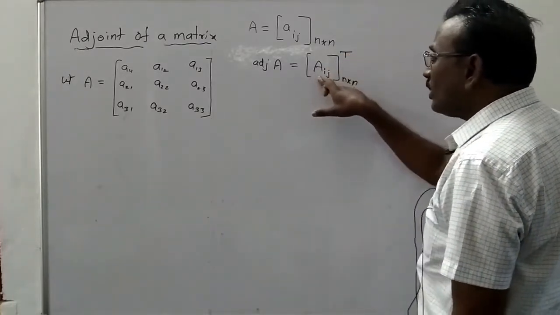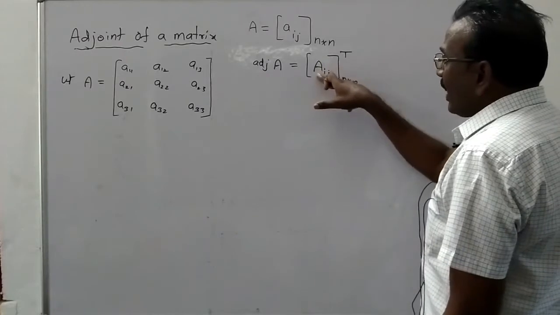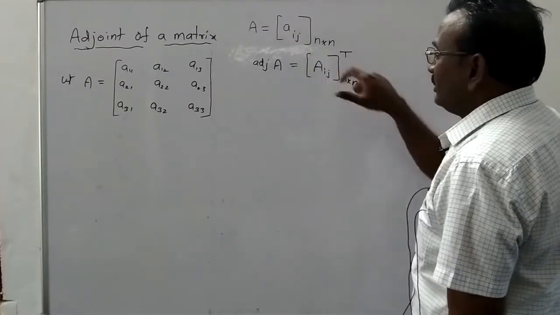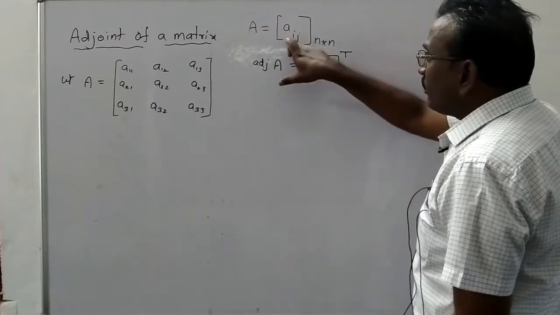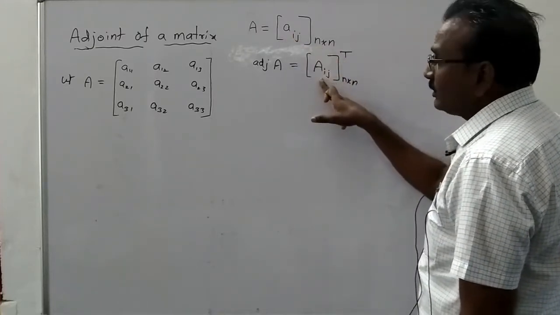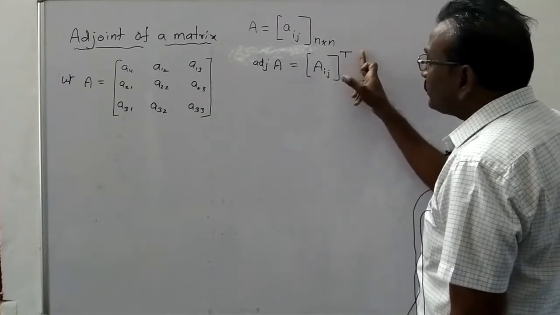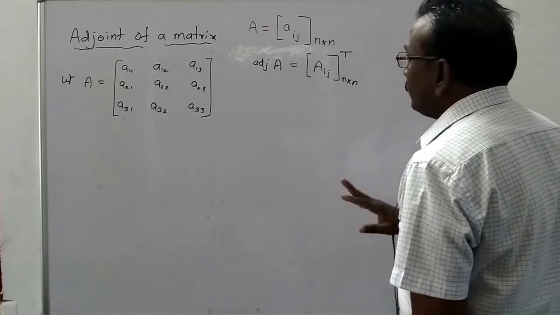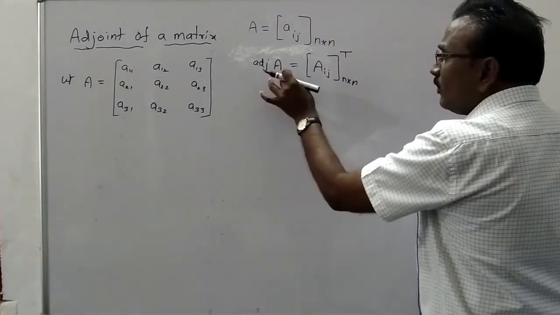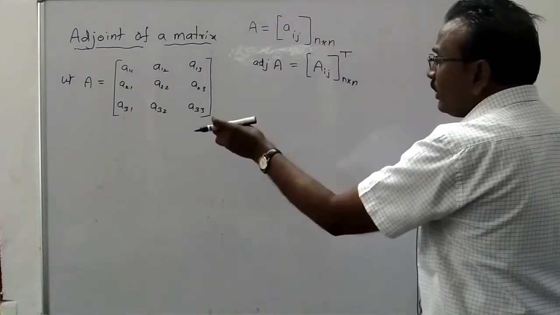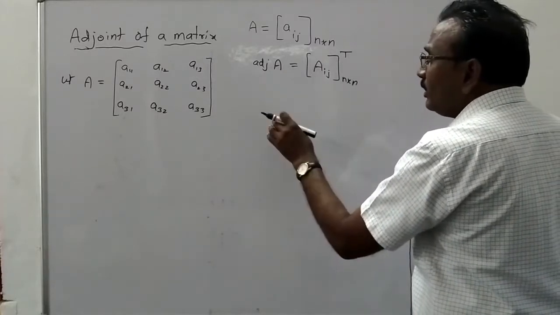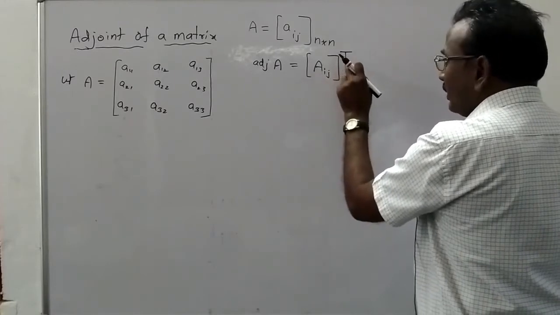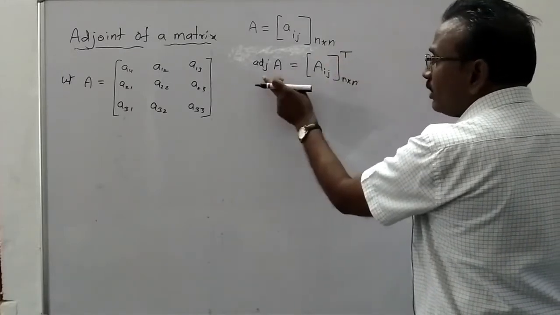Here what is capital Aij? Here capital Aij is the cofactor of Aij. That means this is the given matrix, so this is the cofactor matrix. Transpose of the cofactor matrix is called the adjoint of matrix A. So that is the definition. So to find the adjoint of matrix A, we need to find the cofactor of each and every element. First write the cofactor matrix and transpose it, we get the adjoint of A.